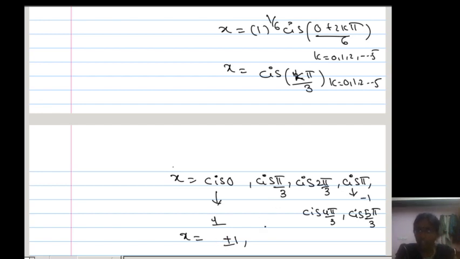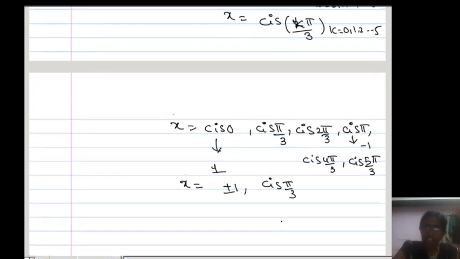And the remaining, what are the remaining? cis pi by 3, cis 2 pi by 3, cis 4 pi by 3, cis 5 pi by 3. So first of all, these are all the roots of the equation x power 6 minus 1 equal to 0. But these are, what are they?